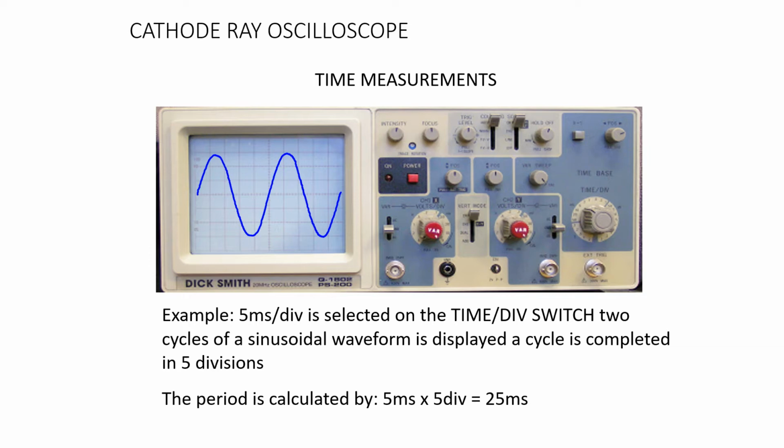The waveform is displayed on the screen as shown. The time per division is noted down from the front panel controls, and the number of horizontal divisions for one complete cycle is noted down from the display. Then the period of the waveform can be calculated as T equals time per division into the number of divisions. This gives you the time period.